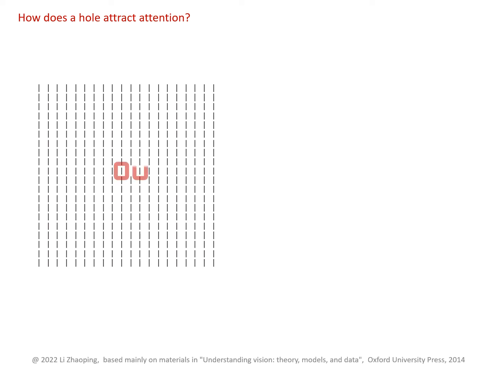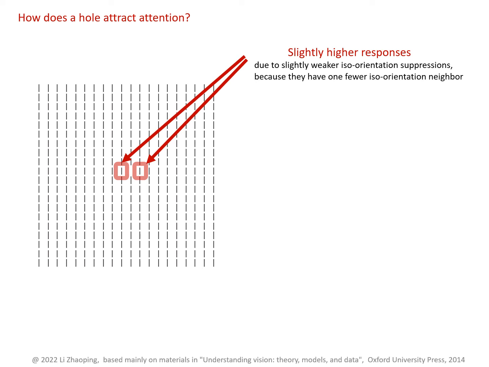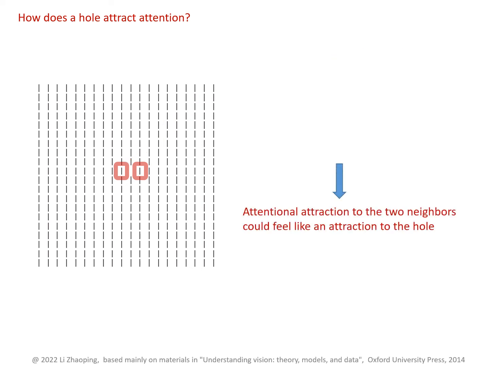However, each of these two neighbors has one fewer iso-orientation neighbor to exert disynaptic suppression compared to most other bars. So, relative to most other bars, they should evoke slightly higher responses. Although their responses may be only a small fraction higher, this fraction could be sufficient to give their locations high z-scores for attentional selection if the background responses are sufficiently homogeneous. Attentional attraction by these two neighbors could feel like an attraction to this hole.